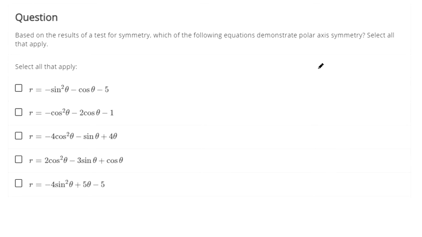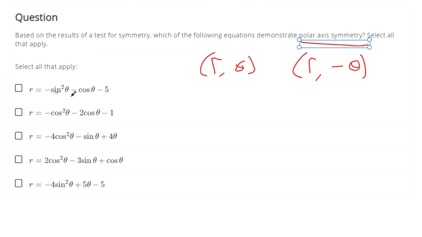This question is different from the question I covered in a similar video. This one's asking for polar axis symmetry. If we need that, then we need r and negative theta to be the same as r theta. So you're basically taking each equation and you're plugging in negative theta to see if it's the same.